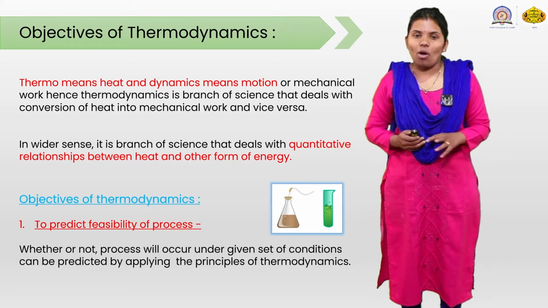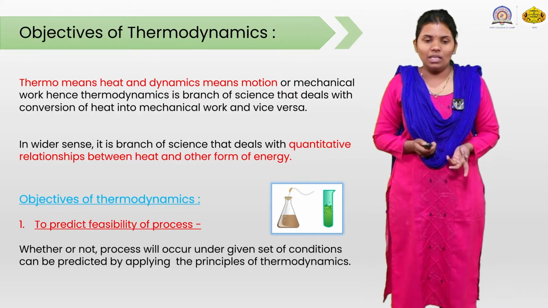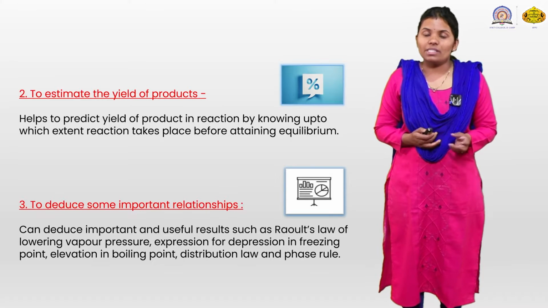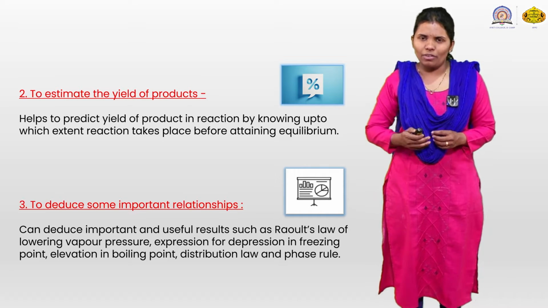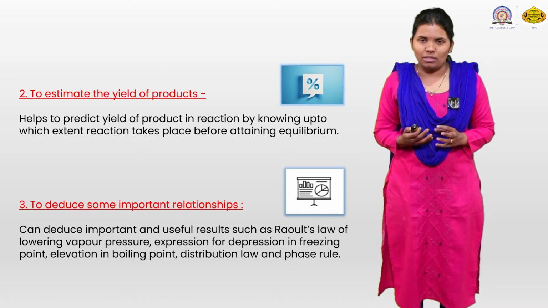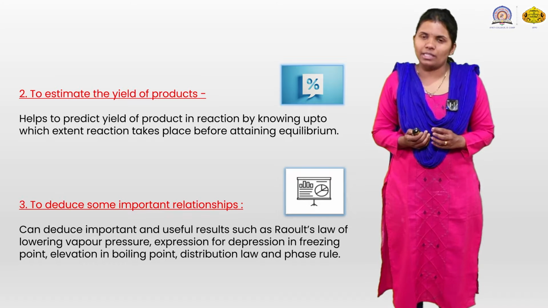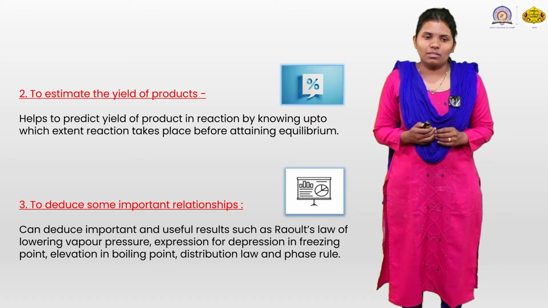Whether the process will occur under a given set of conditions can be predicted by applying the principles of thermodynamics. To estimate the yield of product: in organic chemistry there are a number of chemical reactions we perform day to day, but how much amount of product is obtained, that is a 98% yield, 20% yield, you will come to know with the help of this.